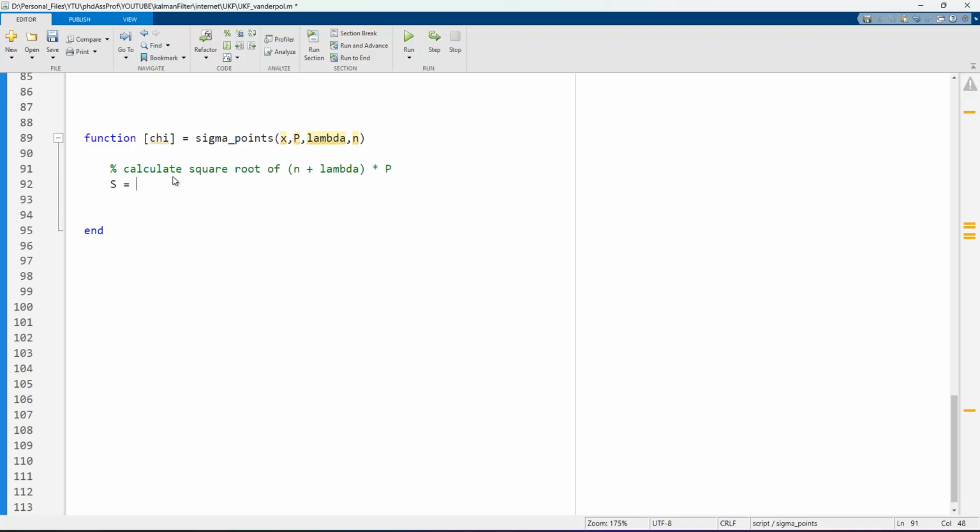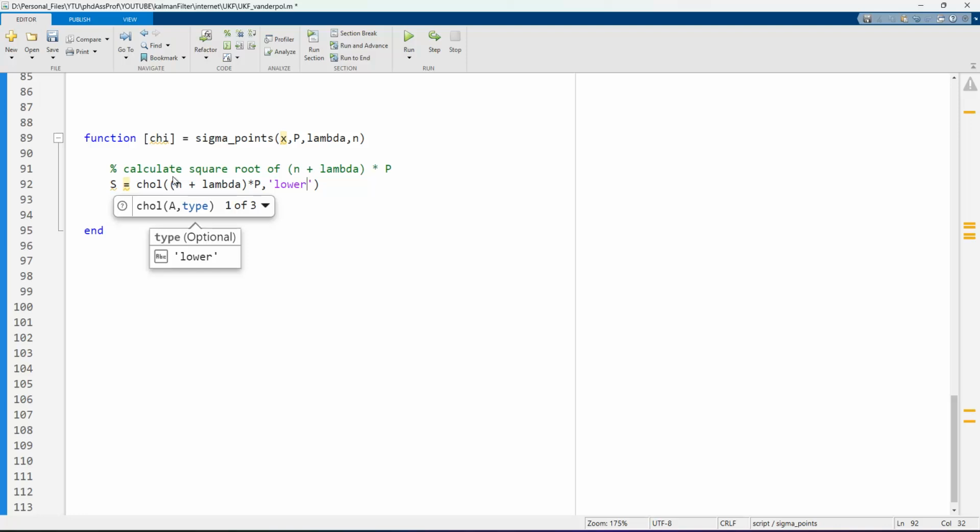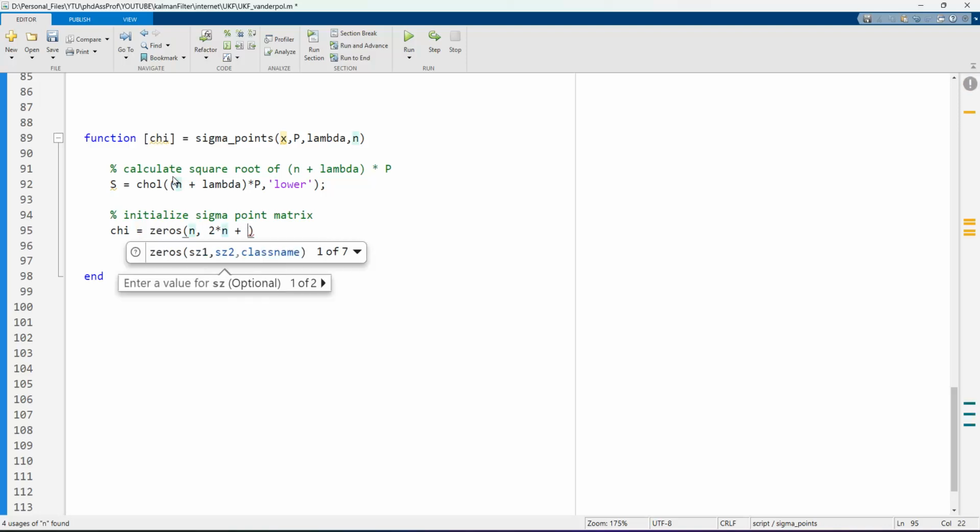And so the s can be calculated with the chol function, which is equal to n plus lambda times p, and also we can build it as the lower formation in here, because it's just like the Gauss elimination, a Cholesky decomposition can be used in here, and so it's useful for our case. And so the initialized sigma point matrix can be given with the chi value, which is zeros n by 2 times n plus 1, okay?